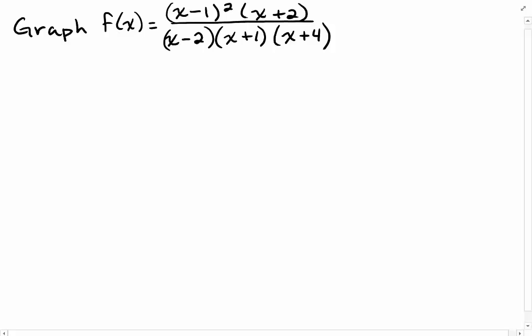All right, so here we're going to graph a rational function and run through the entire process of doing this. And I'm going to give you this rational function already in factored form. And so there it is factored before you. So let's just run through the steps to graph this. So step number 1, find the y-intercept.